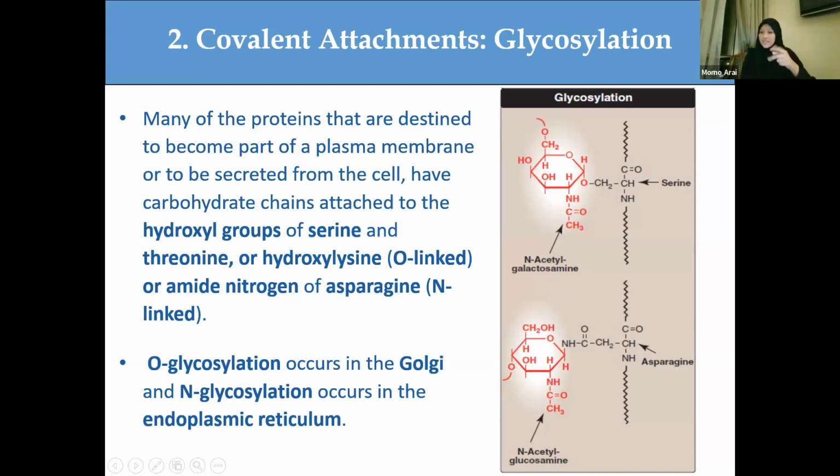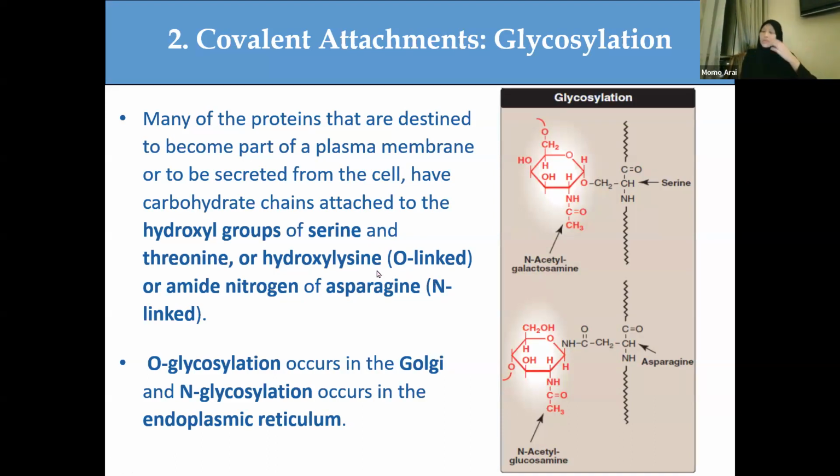The only way this can be confusing is because both of them have N, I know, but galactosamine is for O-linked, and glucosamine is for N-linked. Okay, do we have to know the structure? No, you don't. I'm just making it clear for you to understand why it is O-linked here and why it is N-linked here. So asparagine, because it has the nitrogen group, that's why it's N-linked. The rest of the three are O-linked.